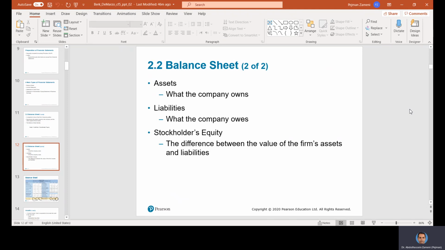Okay, assets: what the company owns. Liabilities: what the company owes. And stockholders' equity is the difference between the value of the firm's assets and liabilities. It's quite simple and straightforward.